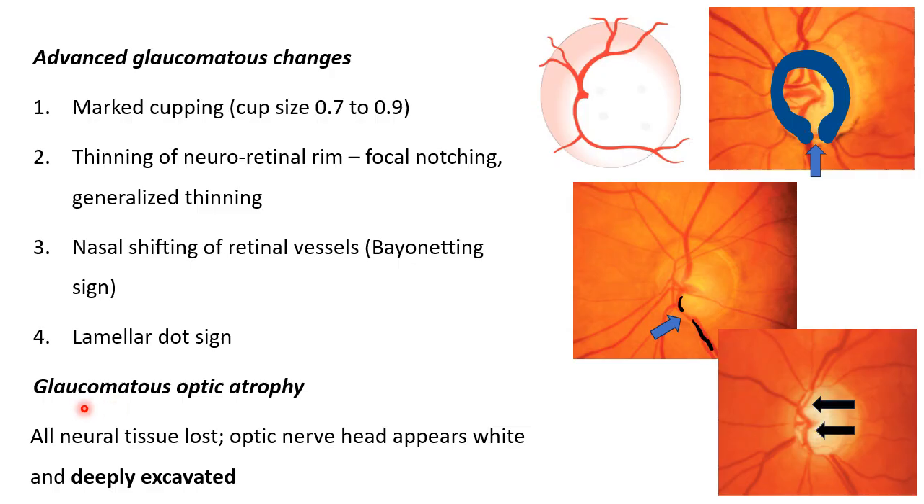And finally, the last stage is glaucomatous optic atrophy, where all neural tissue is lost. This is a near end stage atrophy where most of the neuroretinal rim is lost. You see, there is a pinkish rim that you can see over here, but the rest of the rim has been lost. So the optic nerve head appears white, and that is what we call disc pallor. The entire optic nerve head appears white and deeply excavated.